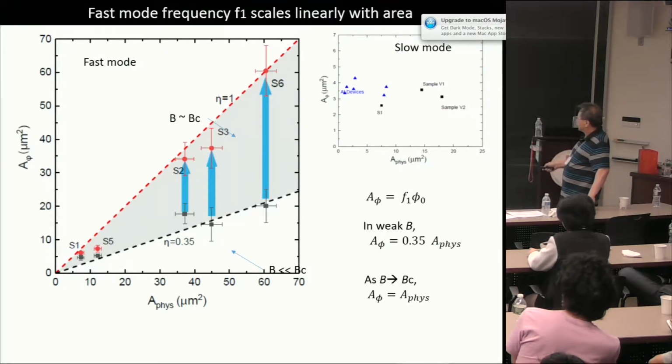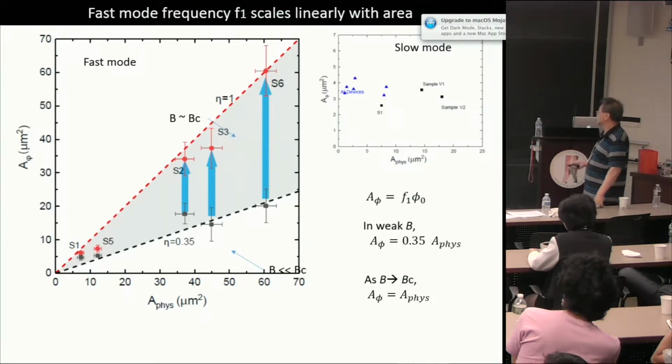Now compare this very strong linear dependence on the area in weak field with the slow mode's insensitivity to the area. So the two are distinct modes. This is evidence consistent with an edge mode that flows on the boundary of the crystal. Okay, but what about chirping?